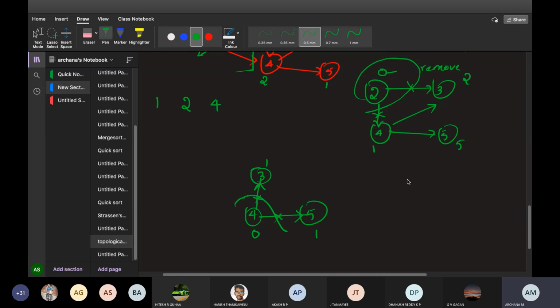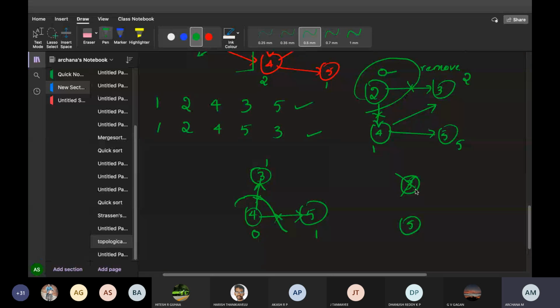Now in the graph, what are the remaining nodes? Only 3 and 5 are there. There is no connection between 3 and 5. Now you can either remove 3 or you can remove 5, in any order. You can remove 3 directly and put it here, or you can remove 5 and put it here. Two possibilities are there. So I will remove 3 first, then I will remove 5. Or even you can write 1, 2, 4, 5 and 3.